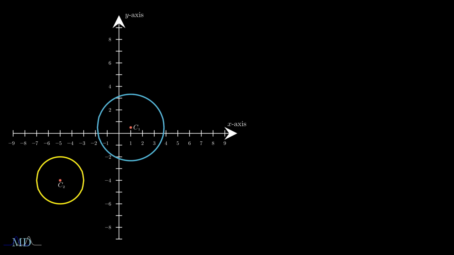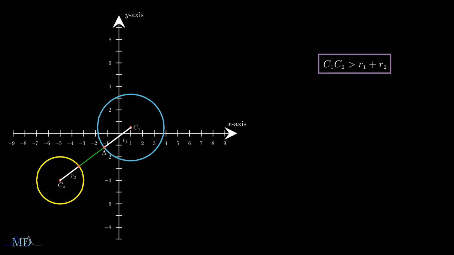And if we call C1 and C2 the two centers of the circles, and R1 and R2 the two radii of the circles, we can state that the distance between the two centers is greater than the sum of the two radii. This is clear if we rotate the two radii so that they lie on the same straight line to which the segment C1-C2 belongs.